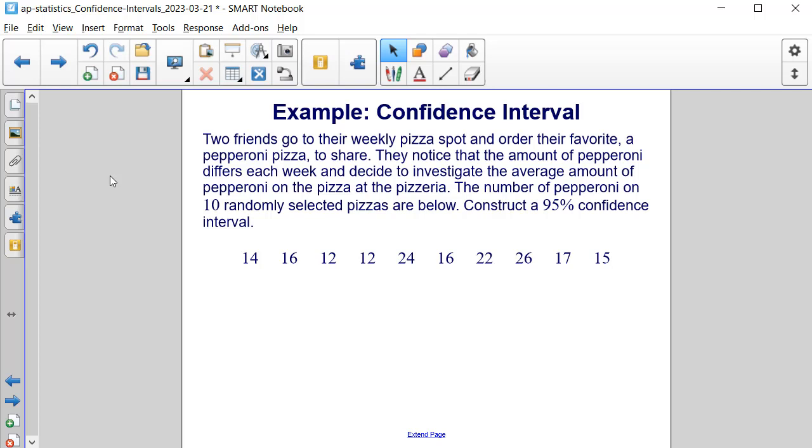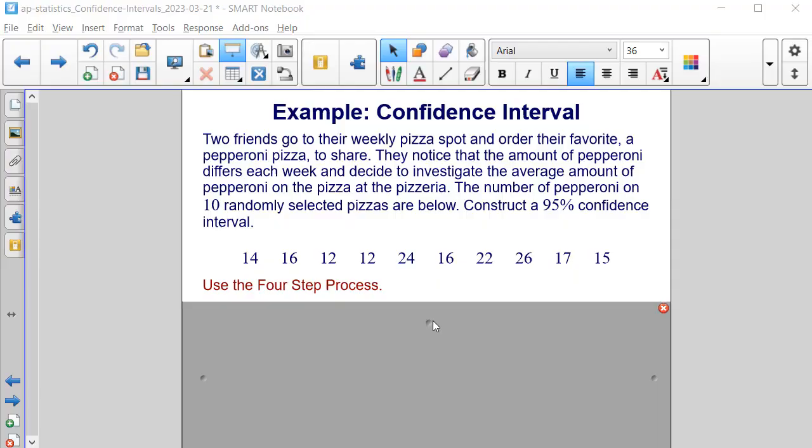Here's another example where we have to find the confidence interval. Two friends go to their weekly pizza spot and order their favorite, a pepperoni pizza, to share. They notice that the amount of pepperoni differs each week and decide to investigate the average amount of pepperoni on the pizza at the pizzeria. The number of pepperoni on 10 randomly selected pizzas are given below. Construct a 95% confidence interval.